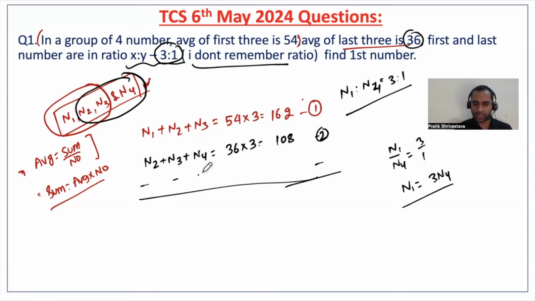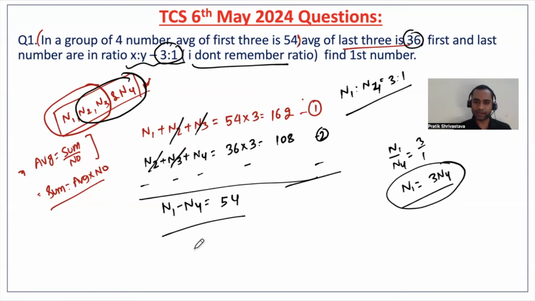Okay, so if you subtract this, then what will happen? n2 and n2 cancel, n3 and n3 cancel. So n1 minus n4 will be equal to 12 minus 8, which is 4, and this will be 54. n1 is equal to 3n4. So 3n4 minus n4 will be equal to 54. So 2n4 is equal to 54. So n4 will be equal to 27.